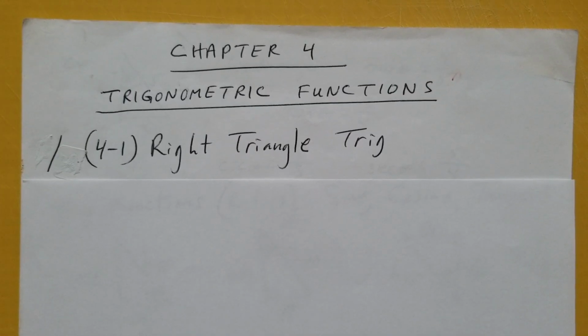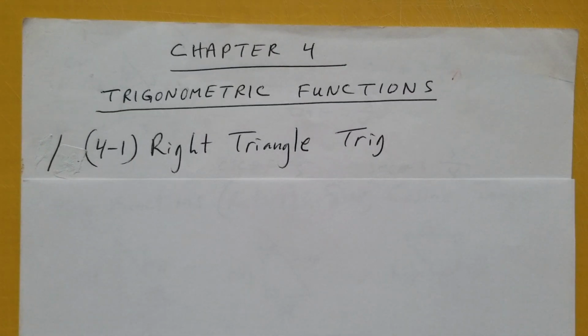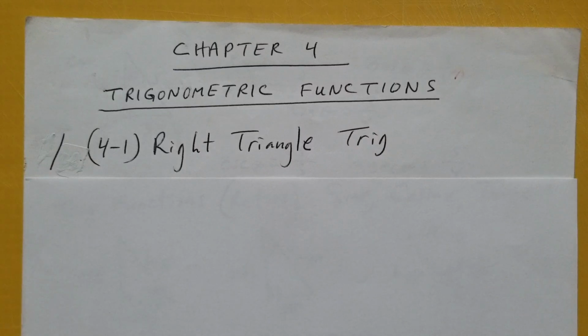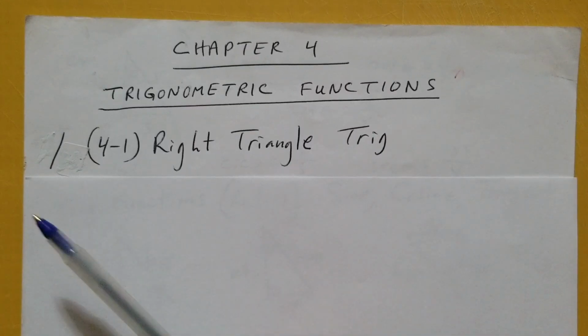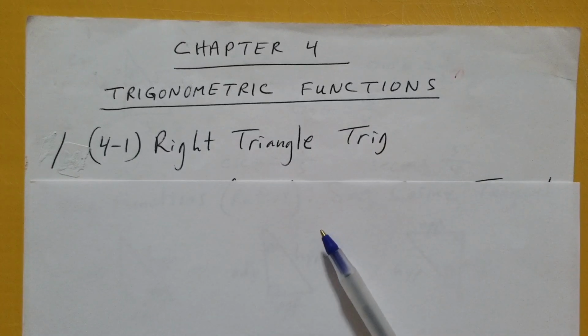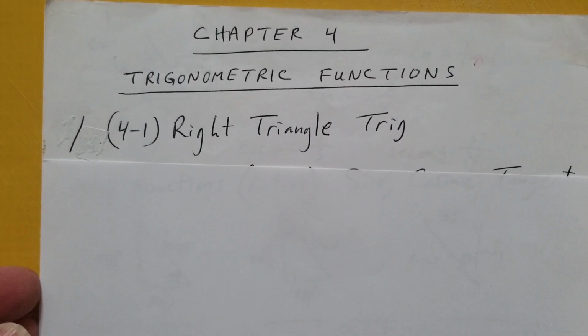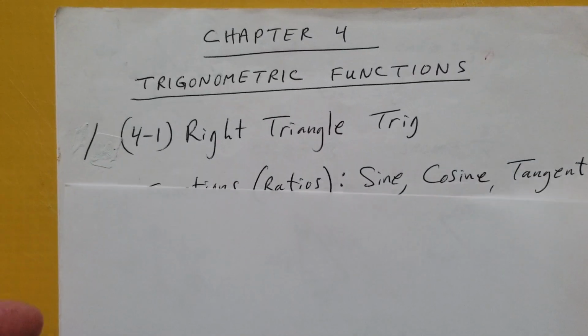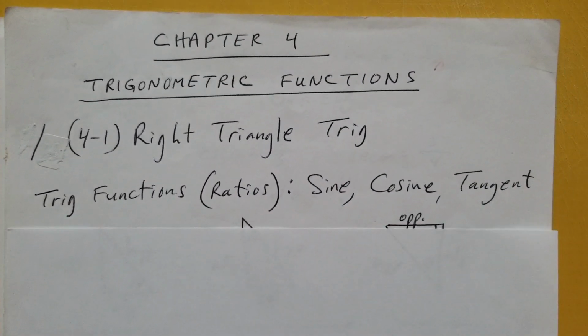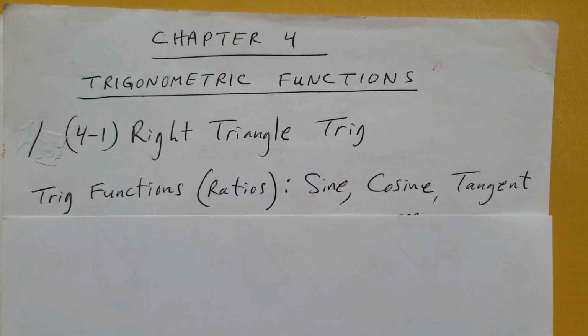Okay, so trigonometric functions, trig functions, those are the sine, cosine, tangent. Don't forget to put your date here, 4-1. Right triangle trig. This is sine, cosine, tangent, right? I know you've heard this before. I know you've learned it before in Algebra 2. So the trig function ratios, they are sine, cosine, tangent.